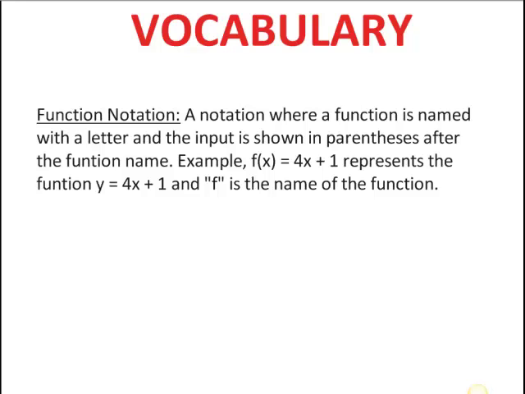Function notation is a notation where a function is named with a letter and the input is shown in parentheses after the function name. We say it as f of x. Okay, so this part right here is said f of x. You could also have g of x, h of x, where f is the function name, or any of those letters I've just said are the function names. Okay, so in this example, f of x equals 4x plus 1 represents the function y equals 4x plus 1.